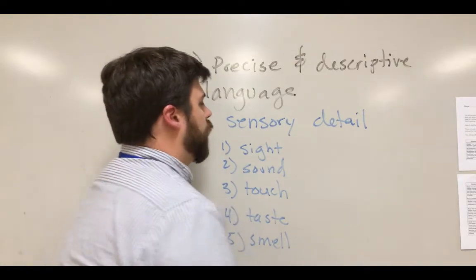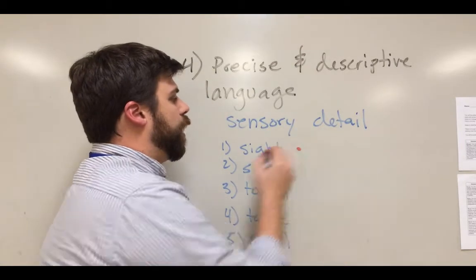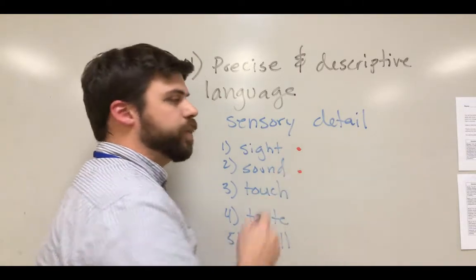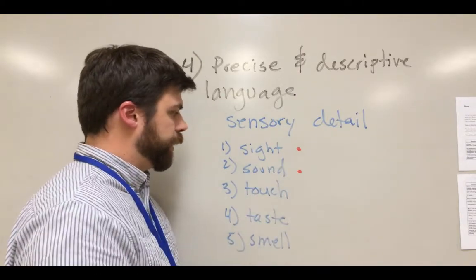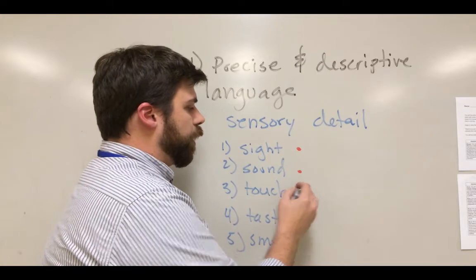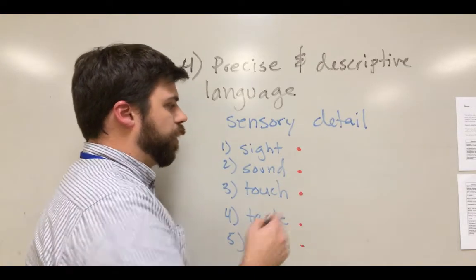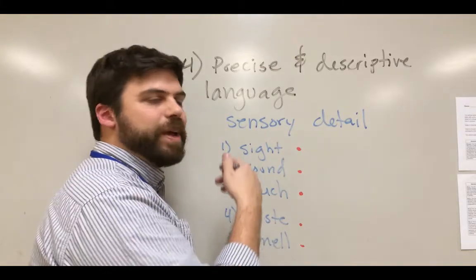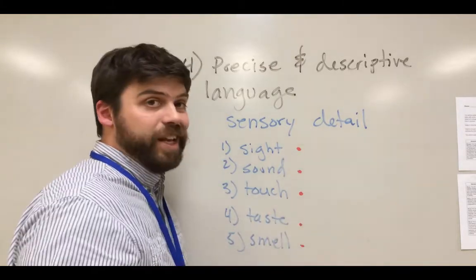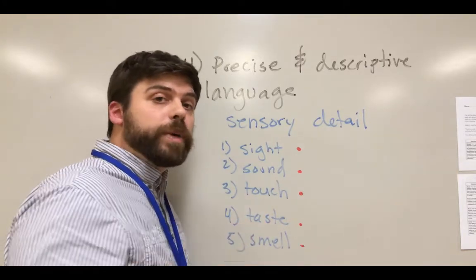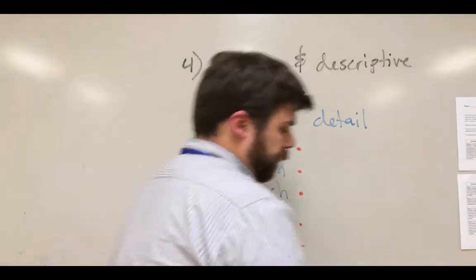The ones that are obviously most popular, people always describe the sight of things, how they look. Sound, whenever you use dialogue, you're using that sensory detail. Touch is a little rarer, and taste and smell are also quite rare for description. But as long as you make an effort to use as many of these as you can in a scene, it makes for a much more descriptive scene or a much more descriptive character.